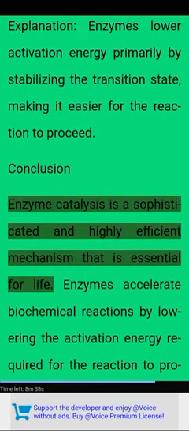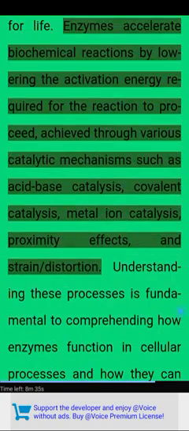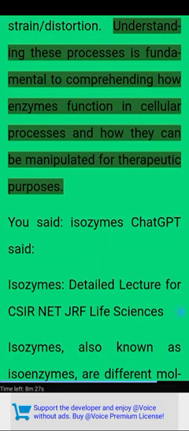Conclusion. Enzyme catalysis is a sophisticated and highly efficient mechanism that is essential for life. Enzymes accelerate biochemical reactions by lowering the activation energy required for the reaction to proceed, achieved through various catalytic mechanisms such as acid-base catalysis, covalent catalysis, metal ion catalysis, proximity effects, and strain distortion. Understanding these processes is fundamental to comprehending how enzymes function in cellular processes and how they can be manipulated for therapeutic purposes.